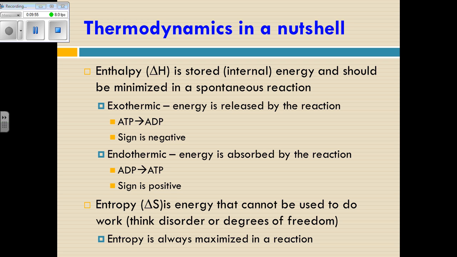Entropy is about disorder or degrees of freedom. It's basically how many different ways we can rearrange the pieces and it's still the same thing. Entropy has the symbol delta S, and it's the energy that we can use to do work. We always will maximize entropy, so the sign for delta S should be positive.